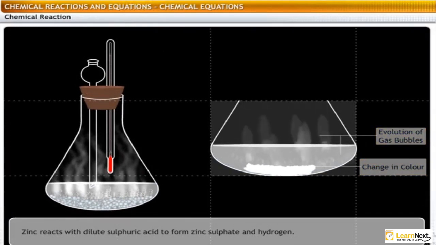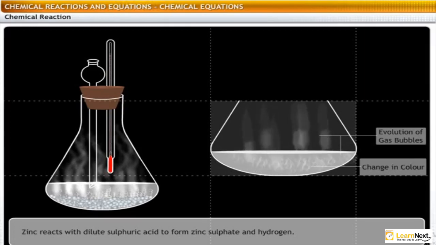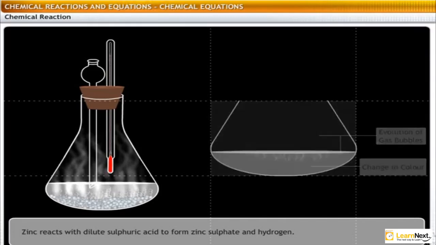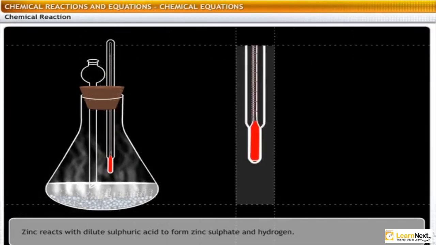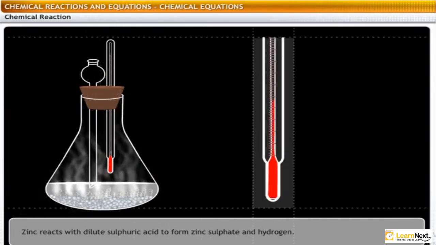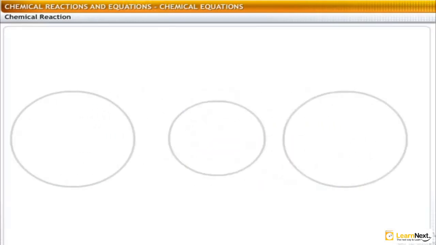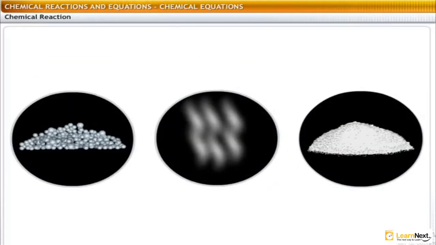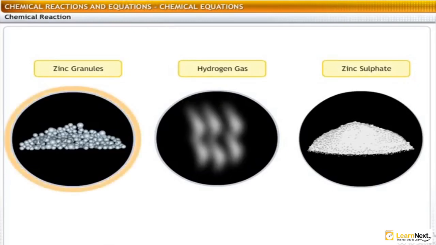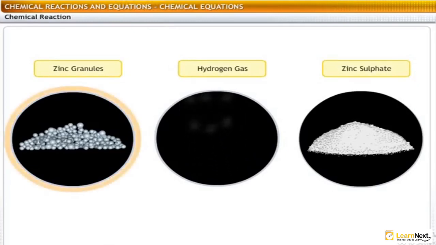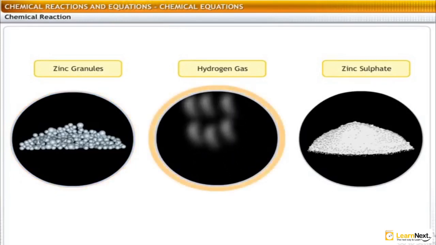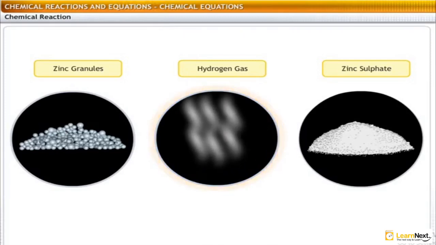This is because zinc reacts with sulfuric acid to form zinc sulfate and hydrogen gas. Zinc sulfate is white in color. The thermometer shows an increase in the temperature of the solution. Therefore, as you saw in this experiment, the color of zinc changed during the reaction. That is, there was a change in physical properties. The reaction also resulted in the evolution of a gas. That is, the form of the reactant changed.